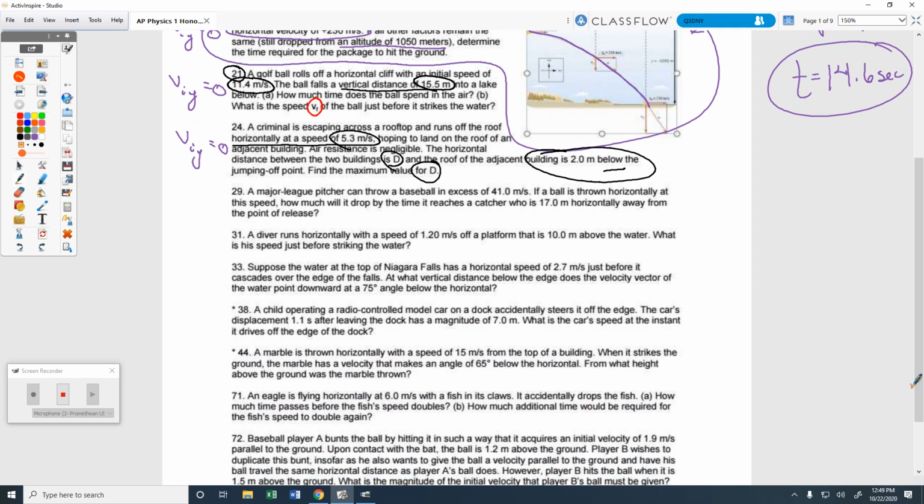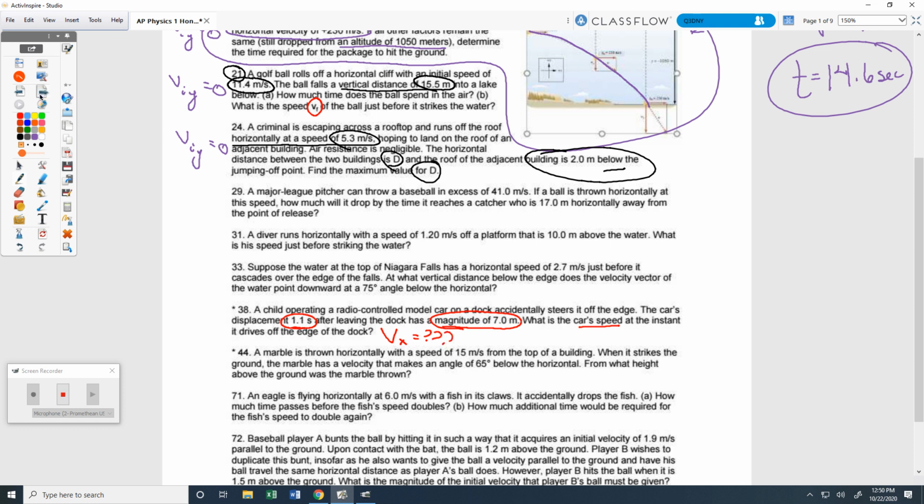So in the original problem, it says the child is operating the radio controlled car on a dock, accidentally steers it off the edge. So the idea is they're assuming that it's going to be going horizontally. The car's displacement, 1.1 seconds, so we have a time, after leaving the dock has a magnitude of 7 meters. What is the car's speed at the instant it drives off the dock? Since we're assuming that it's going off horizontally, we're really trying to find Vx in this problem. So I want to know what Vx is.